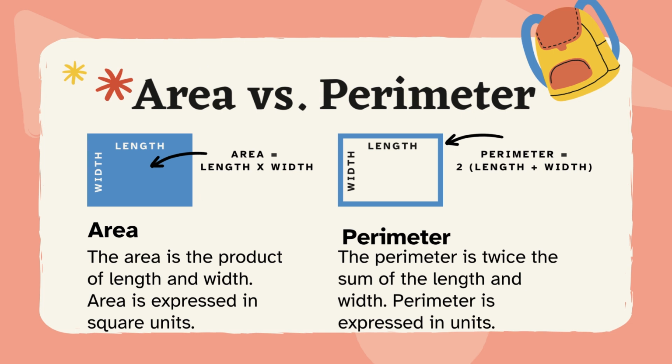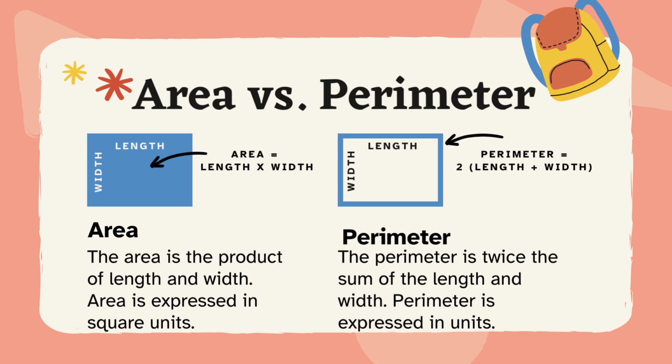Why do we express area in square units? Why not just the units? Because area is calculated always by multiplying two measurements, which is length and breadth. That's why area of rectangle is always expressed in square units.